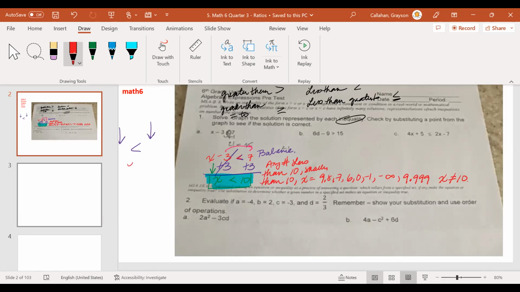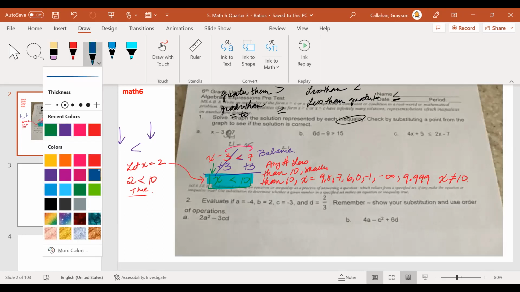Because let's say, for example, let x be 2, right? If I plug in 2 right here, I will have 2 is less than 10. Is that true or false? True. So it will work. Any number less than 10 will work, okay?